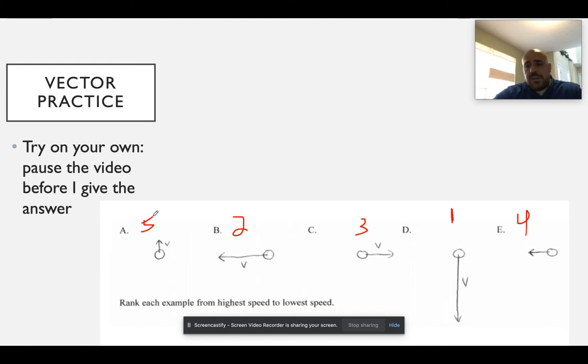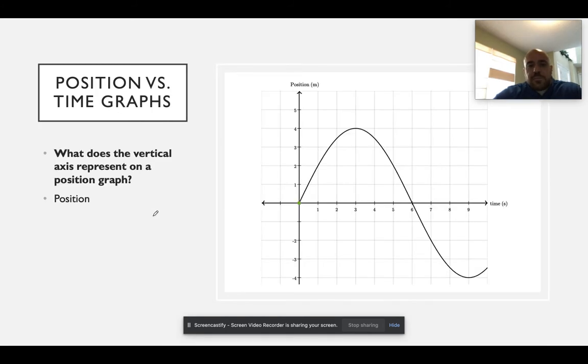When they give you vectors, it's like, what's the fastest or slowest? Well, the fastest is the biggest arrow. The slowest is the smallest arrow.